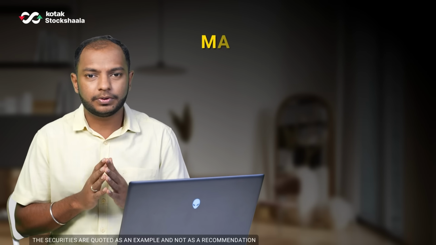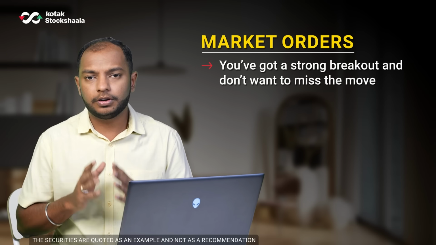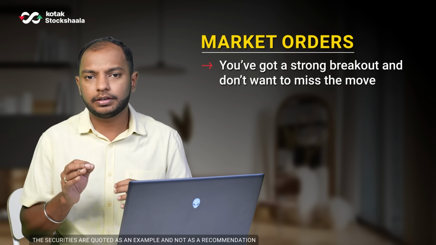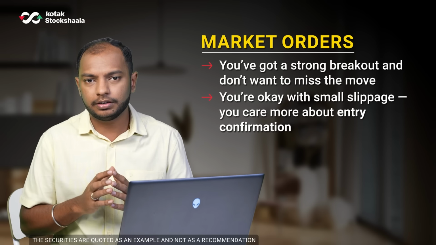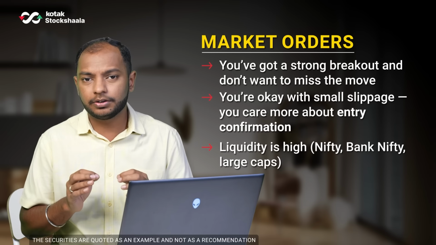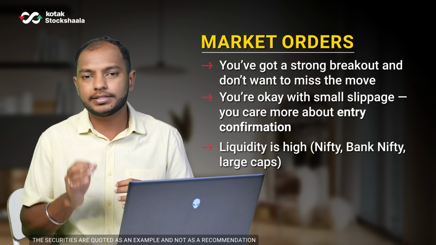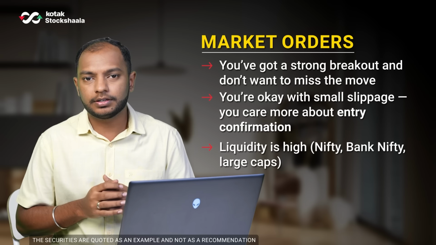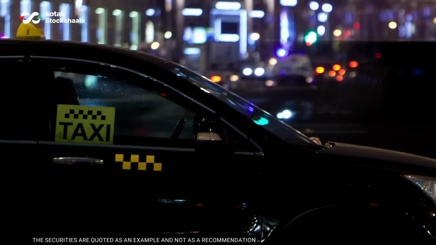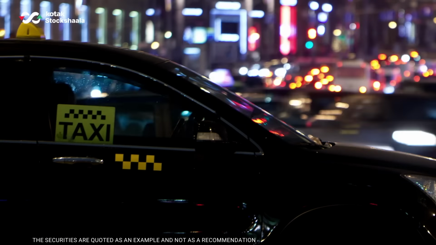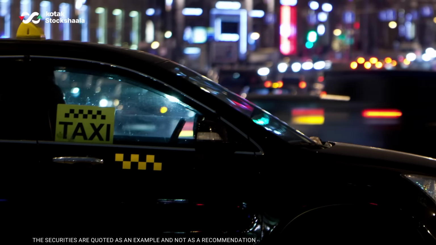So let's start with the first one, using market orders. You've got a strong breakout along with volume confirmation and you want to enter the trade no matter what. You're okay with the small slippage that can occur, and the liquidity is also really good because you're trading in scrips like Nifty or Bank Nifty. That is exactly when you're going to use market orders so that your entry is confirmed. Think of it like booking a cab in peak hours. It's all about getting the cab at the right time rather than bargaining the price with the driver.